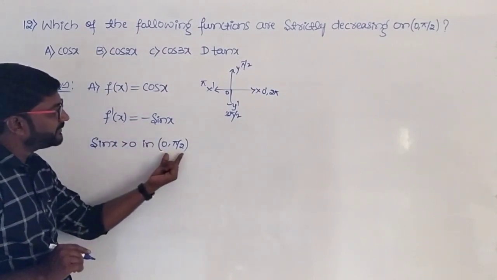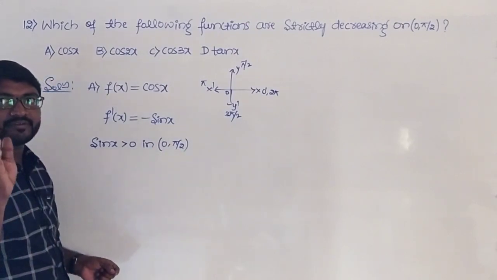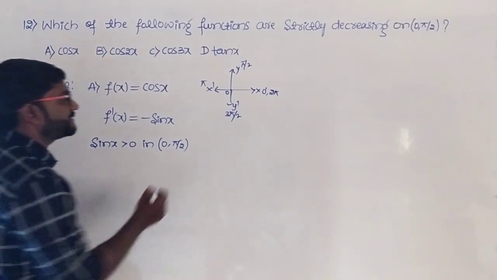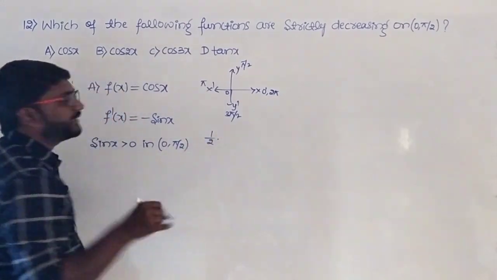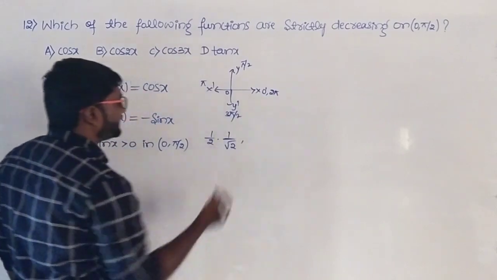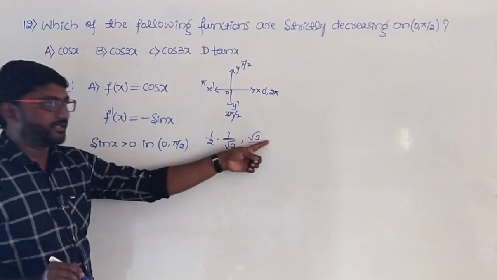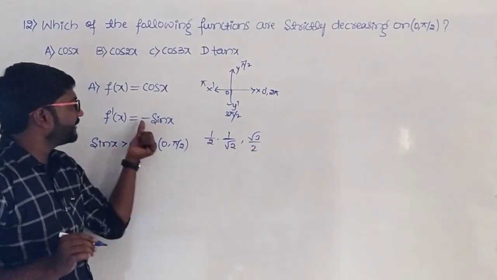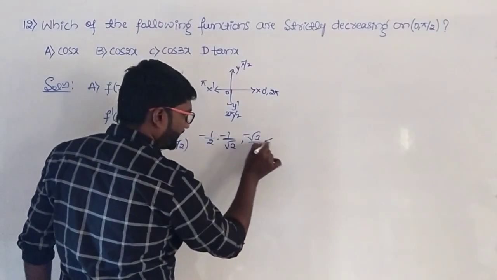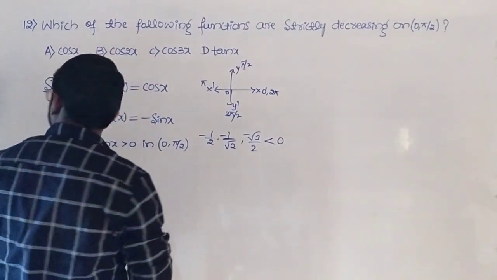For example, in between 0 and 90 degrees you take any value: 30 degree, 45 degree, 60 degree. 30 degree is nothing but pi by 6 radian. Sin pi by 6 value is 1 by 2. Then take another one, sin 45 degree, it is 1 by root 2. Then take sin 60 degree, it is root 3 by 2. All these three values are greater than 0, but here you have the minus sign. That means it becomes minus 1 by 2, minus 1 by root 2, minus root 3 by 2. All are less than 0. So it will be strictly decreasing. That we have to write now.